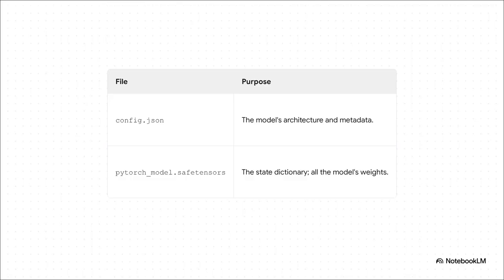So if you peek inside that folder, you'll find two main files. First, there's config.json. Think of this as the model's blueprint. It describes the architecture, how many layers it has, all that stuff. Then you've got the .safetensors file. This is the good stuff. This is the model's actual brain, all the knowledge it's learned. You need both of these to bring it back to life.